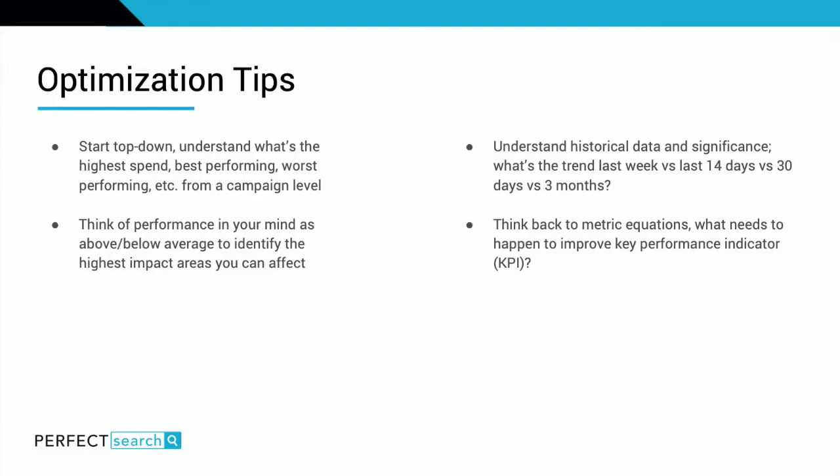You want to understand historical trends and significance. So you want to make sure you're not looking at too small a time period or too big a time period. So, what's happening the last week versus the last 14 days versus 30 days versus 3 months. Looking over the last 5 years might be a little too long because Google and paid advertising as a whole has changed a lot in 5 years. Year over year might be helpful or it might not be helpful depending on your industry and changes that have happened during that time.